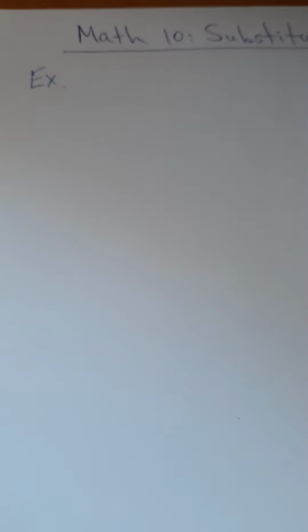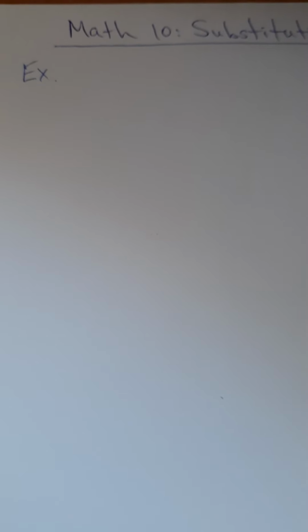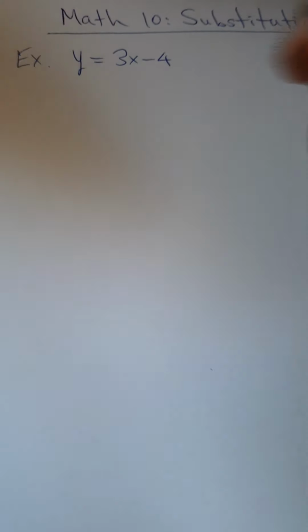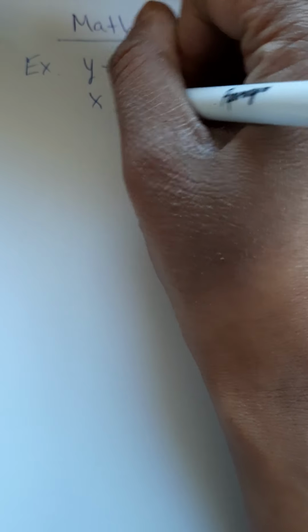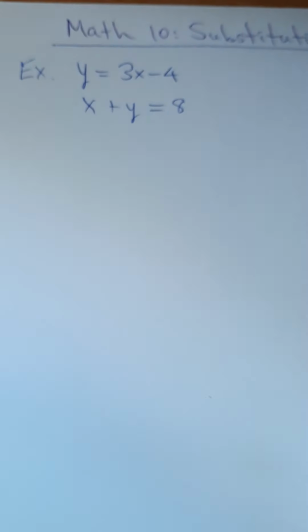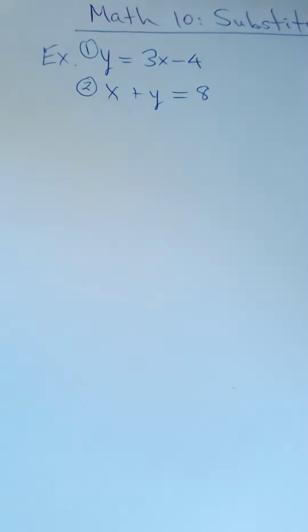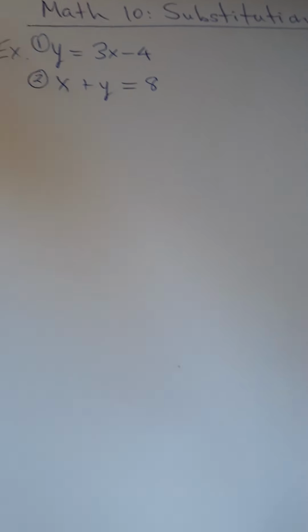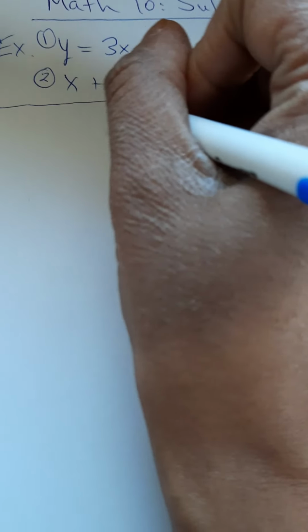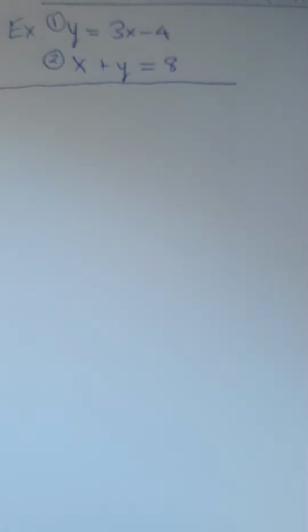Okay, what we're going to do is just a few questions here. Let's start off with this one. So I have y equals 3x minus 4. This is the first equation. The second equation is x plus y equals 8. Okay, so we're going to do a really simple question here. And I always make sure I label my two equations like this. And let's put an equal sign here.